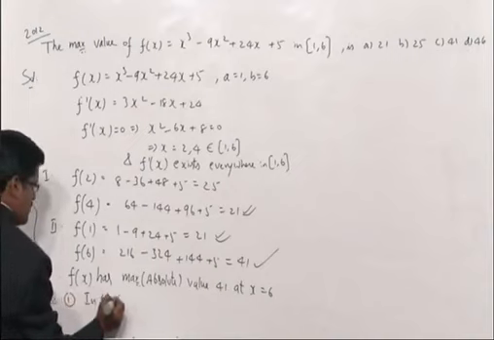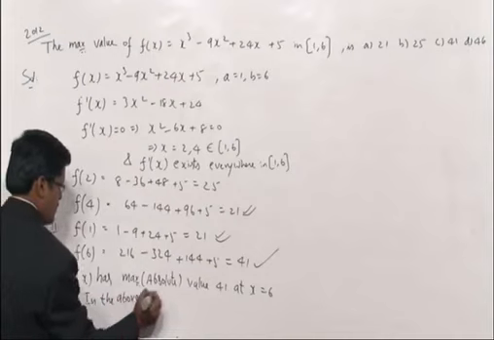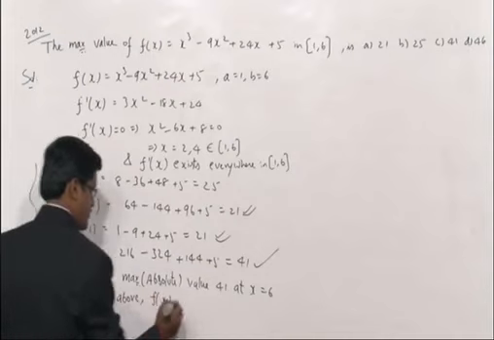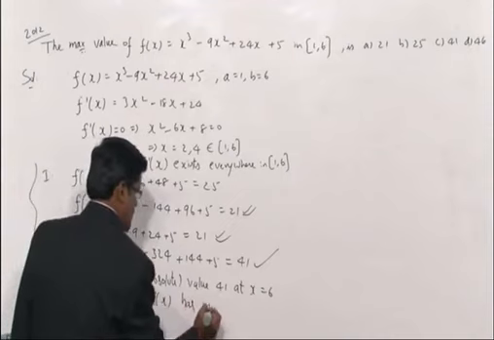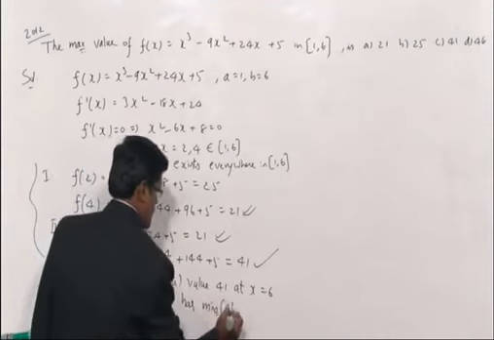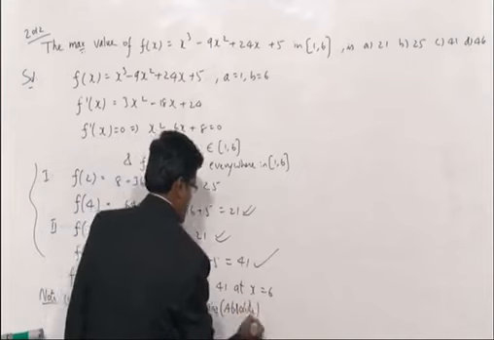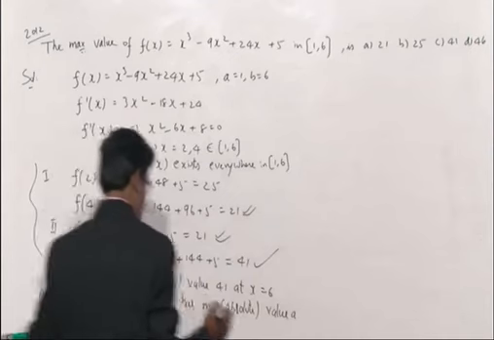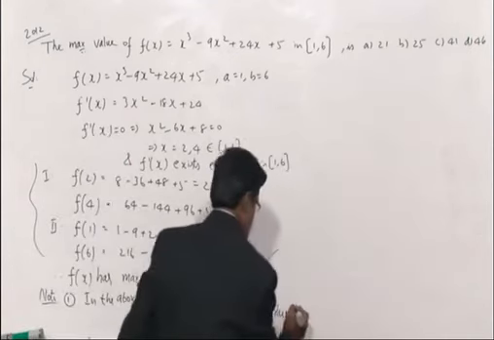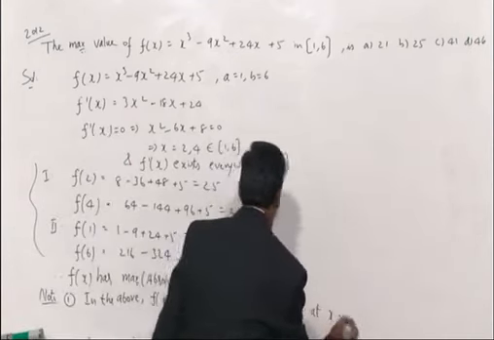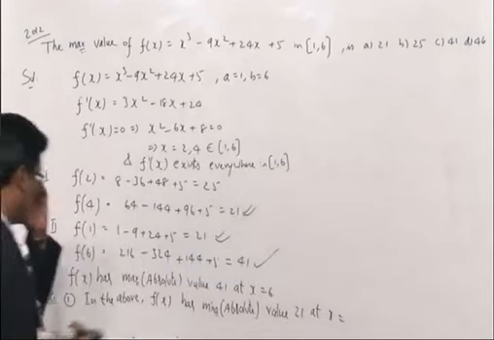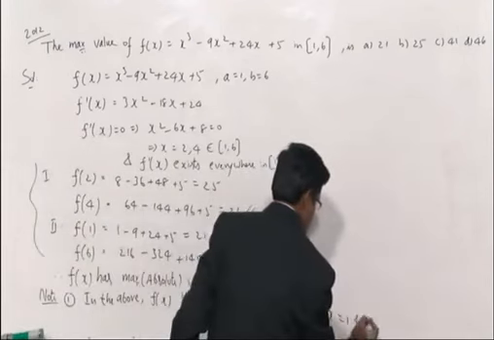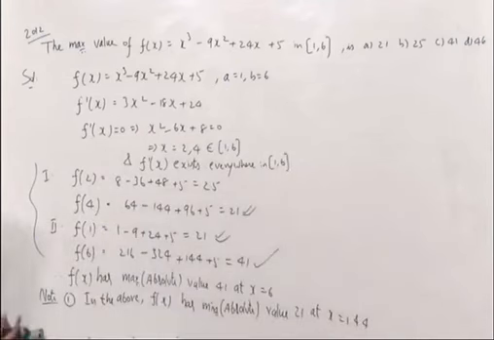In the above, f of x has minimum absolute value, how much? 21 at x is equal to, where it occurs, at x is equal to 1 and 4. So we have decided absolute maximum, absolute minimum, that is maximum value, minimum value, even though minimum value is not required, but I am proving all these things.